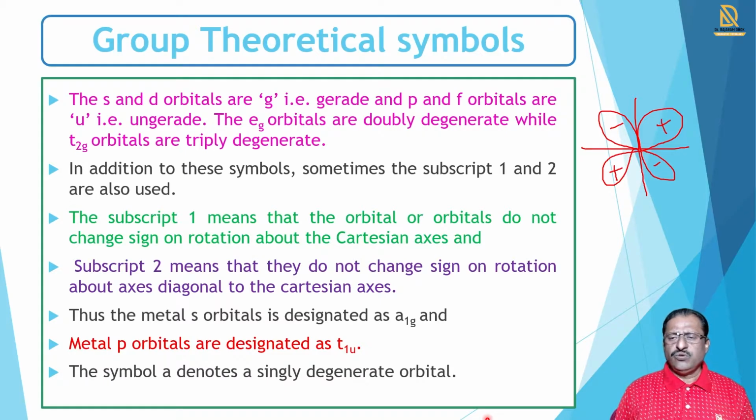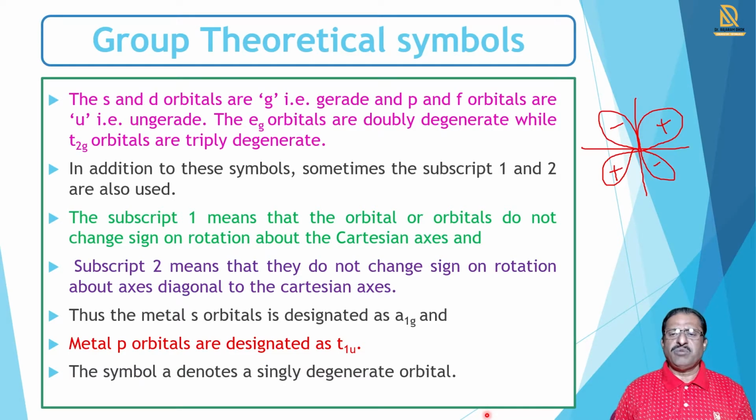Now we see when we use this subscript 2. This subscript 2 is used when the orbitals are rotated and they do not change the sign on rotation about the axis diagonal to the Cartesian axis. Means when we select the axis at a 45 degree angle to the Cartesian axis, that is called diagonal. So when we select the axis diagonal to the Cartesian axis and we rotate that, after rotation, if the wave functions are not changed, then at that time we use the symbol or subscript 2.